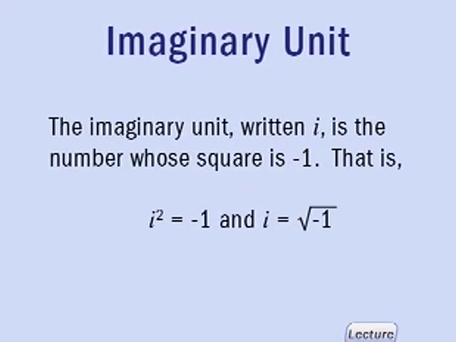This is what we call the imaginary unit. We define the imaginary unit, written i. It's the number whose square is negative 1. That is, and it's very important to know these, i squared equals negative 1, and i equals the square root of negative 1.